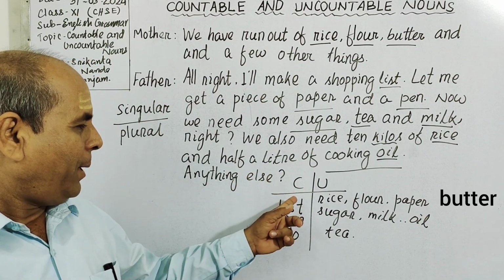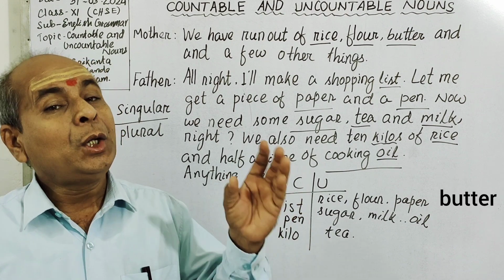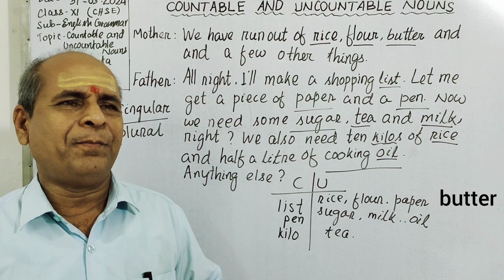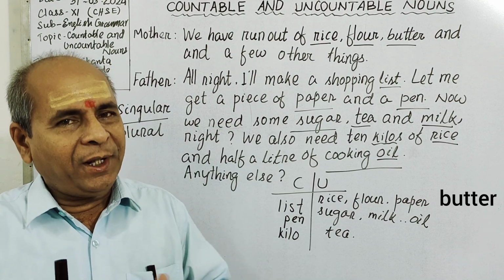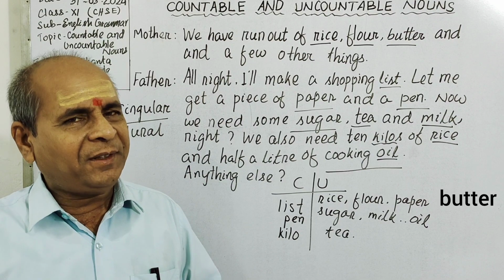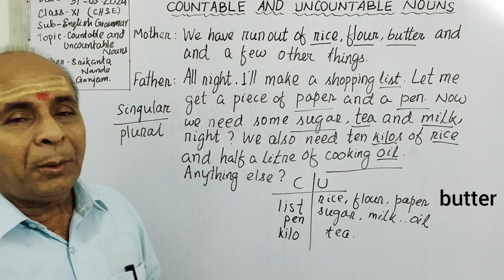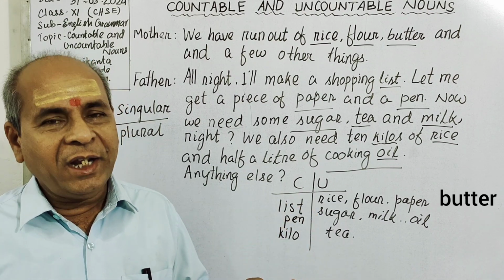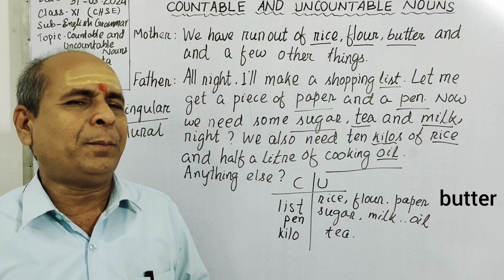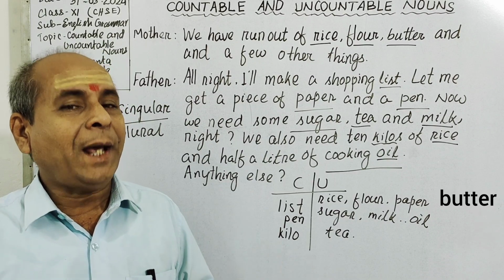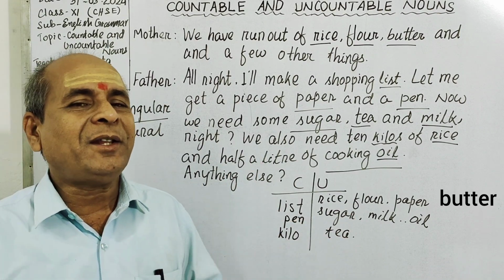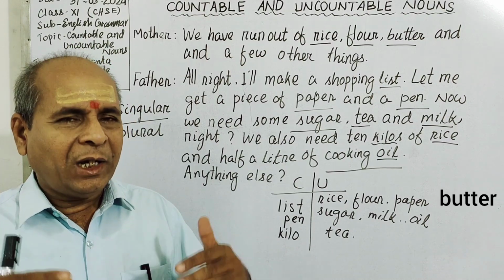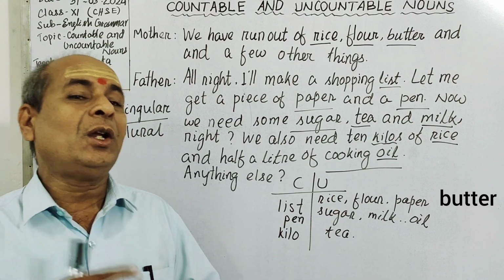For example, we can say a pen, we can say two pens, three pens, four pens, we can count them. A piece, we can count a piece, two pieces, four pieces, 10 pieces, like this. But uncountable nouns don't have a plural form, such as rice, sugar, tea, milk, etc. We cannot make them plural by putting s, just like pen, pens. We cannot say sugars. In some special cases we can, but ordinarily we cannot say sugars, oils, milks.